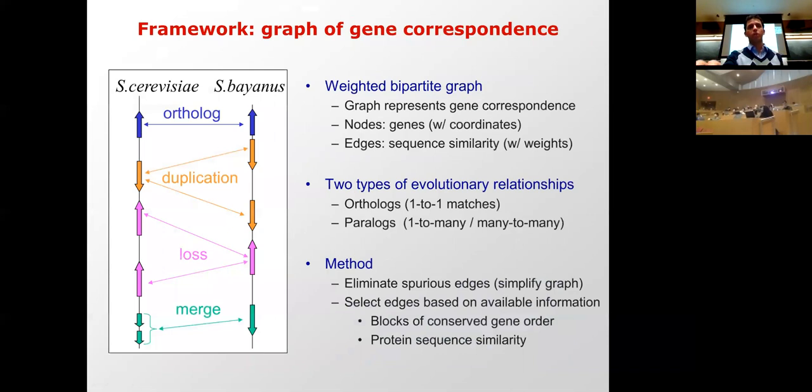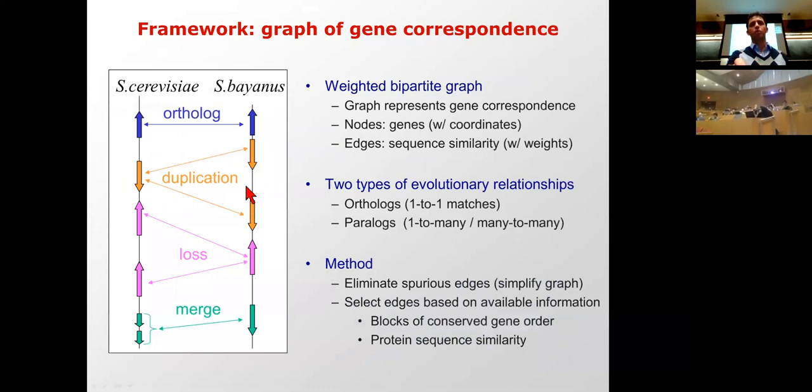So the idea here is that if you're aligning two species that are quite distantly related, you would like to find all the true orthologs, but in some cases there's a duplication event where one gene corresponds to two genes in the other species. And you'd like to capture the fact that this is a true orthologous relationship, where this is the ortholog of both of these genes.